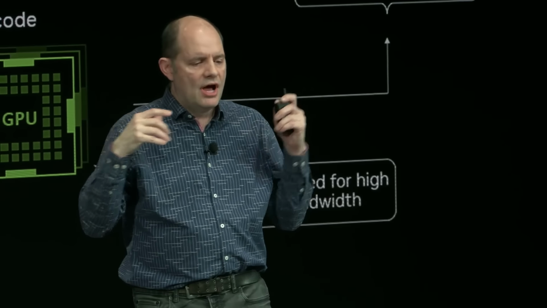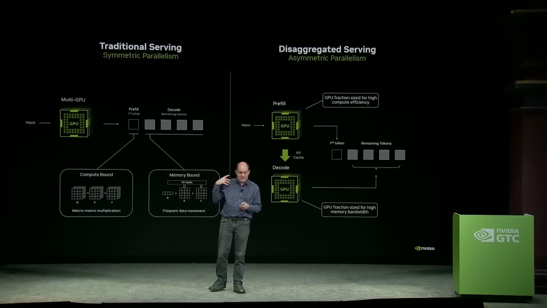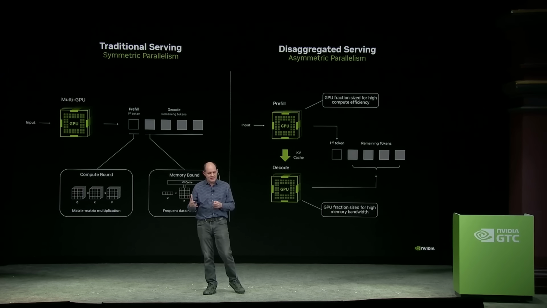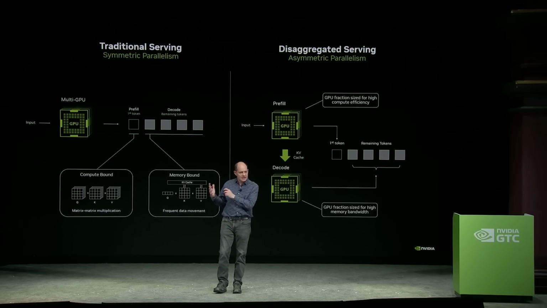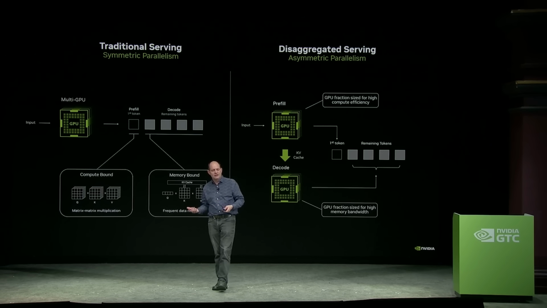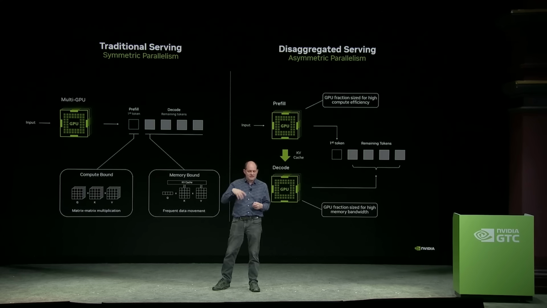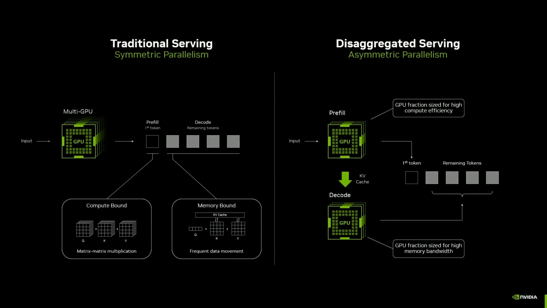Now, I stole this particular picture from our friends at Dynamo, but it's a beautiful description of the difference between symmetric and asymmetric parallelism and where things are moving these days. On the left-hand side, you have traditional serving, if you like. You have a pre-fill operation, and then the decode operation generating the tokens after it. The challenge here is that the pre-fill is very compute-bound. It takes an enormous amount of compute work. It's doing a lot of matrix operations, matrix times matrix times matrix, and so you need massive compute horsepower.